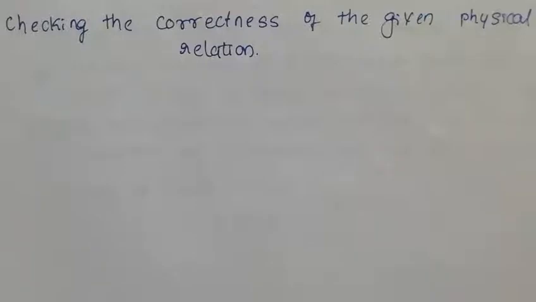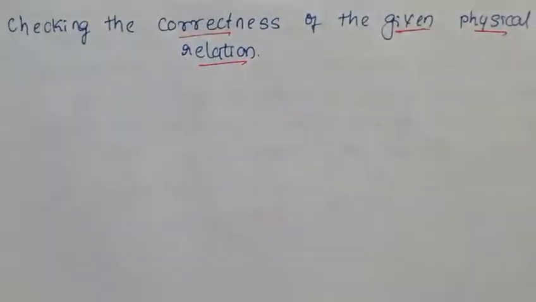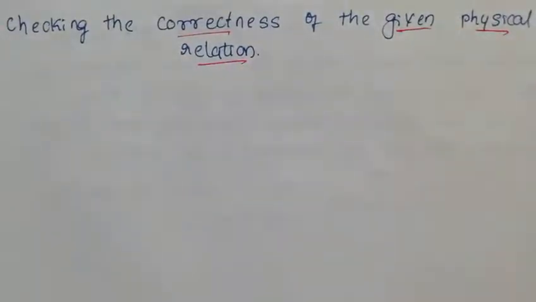Let us look at the second application. What is the second application? Checking the correctness of the given physical relation. Whether the given relation is dimensionally correct or not, using this dimensional method, we can check it. That is, checking the dimensional consistency of an equation.